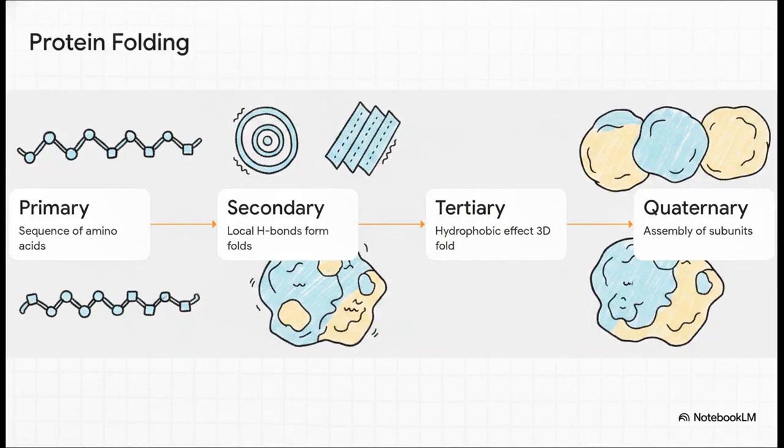So let's do a quick recap of how we build these amazing biological machines. Step 1, we link the amino acid sequence together into a primary structure. Step 2, the backbone forms local hydrogen bonds, giving us secondary structures like helices and sheets. Step 3, the whole chain folds up to hide its hydrophobic parts, creating the tertiary structure. And finally, step 4, if the protein needs it, multiple folded units will assemble into a quaternary complex.